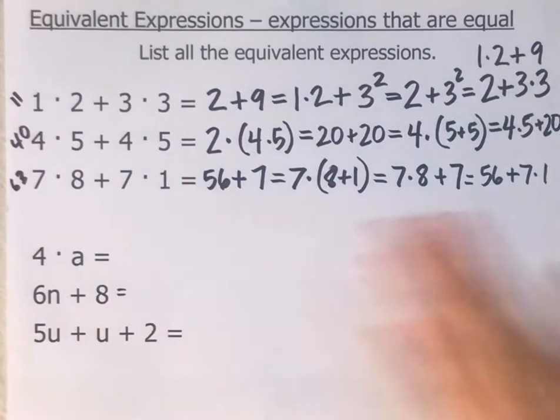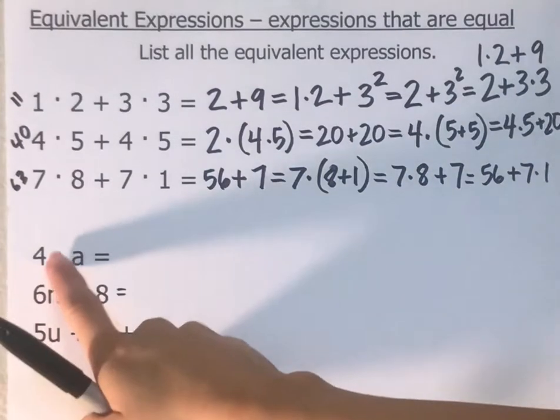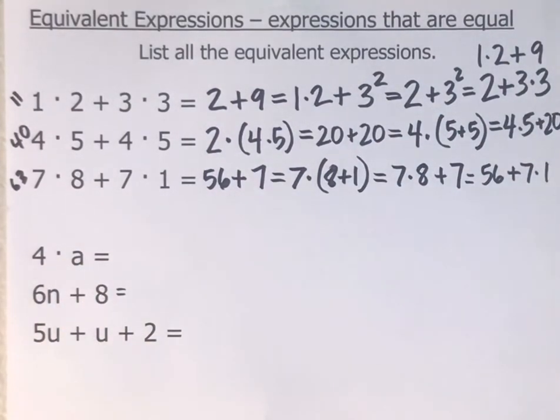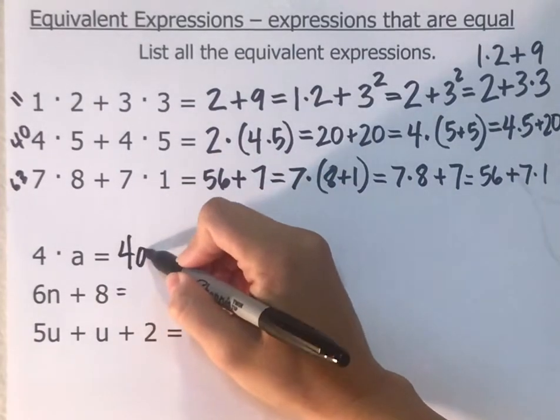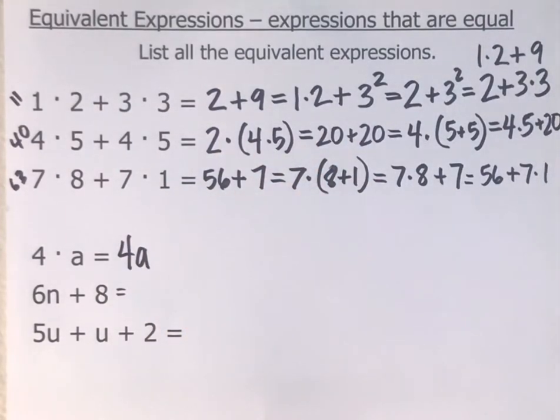Okay, let's look at the algebraic expression. So here I have 4 times a. So a very easy one that's equal to that is you take the dot out. So this would be 4a. Remember, those are equal to each other.